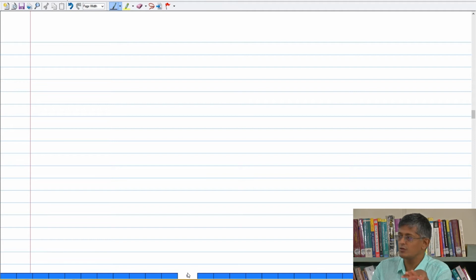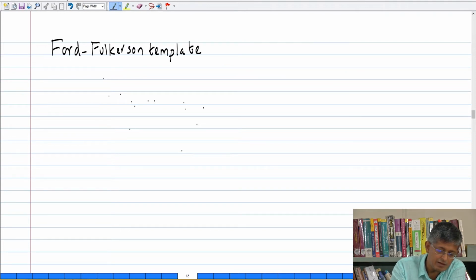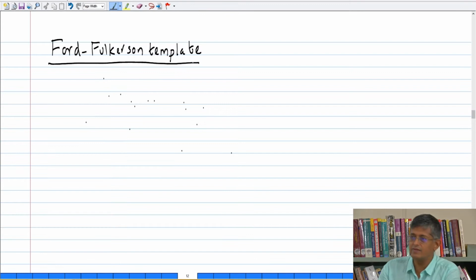But there are examples that you can come up with where you can have a lot of mysterious behavior. To avoid them, it's important to follow the template as I am going to present now, and this template is called the Ford Fulkerson template. So first I will present the algorithm, the template, and then we will do all the necessary formalization for arguing the correctness of this template.